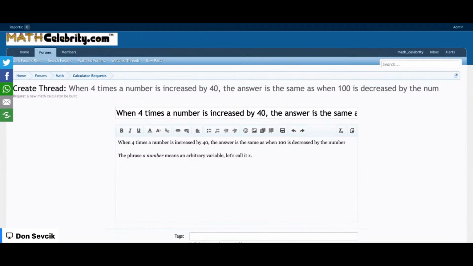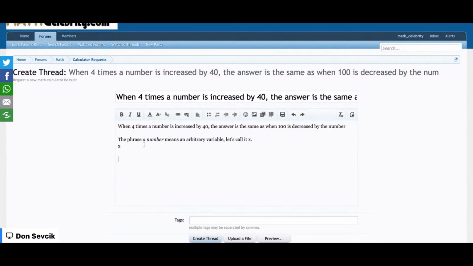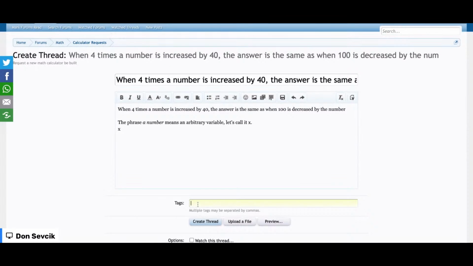Let's call it x. If you've been on our stream before, you've seen this, but if you have not, the phrase a number will come up in algebraic expressions a lot, and it means you pick a variable. You can pick anything A to Z except for, I believe it's E and I, because those are reserved variables. So we're going to pick X because that is probably the most common variable in algebra. 4 times a number, we multiply X by 4.